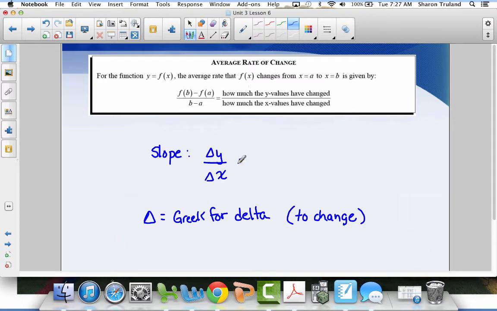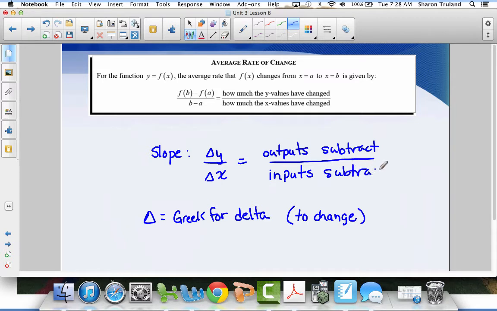So we want to find how far the y's change. In other words, what we do is we take the outputs and subtract them, based on the inputs subtracted. All right, so I'd make sure I wrote that down. Sounds like a good question for a quiz tomorrow.